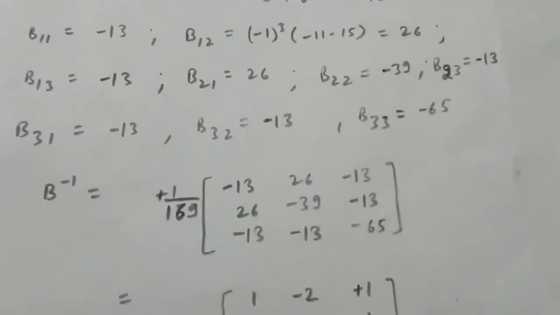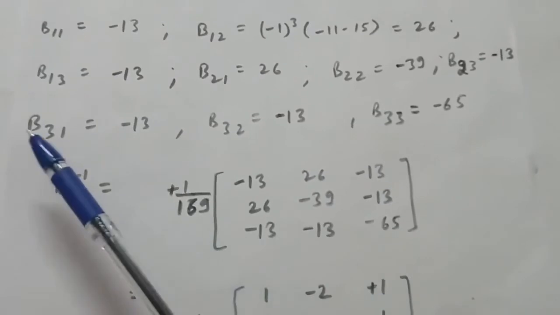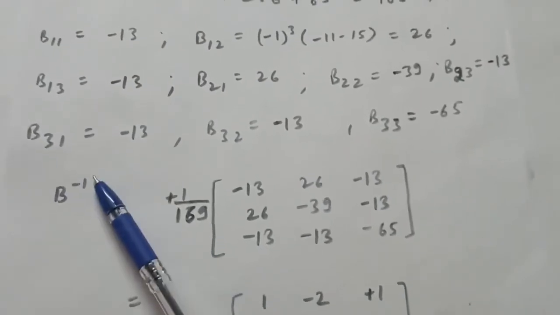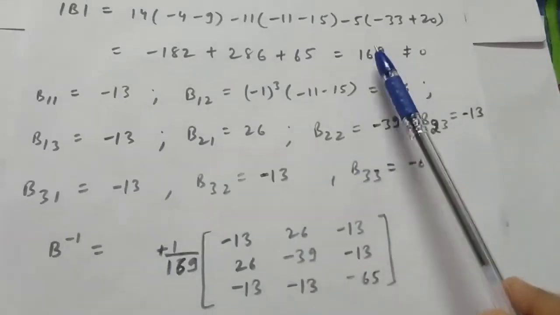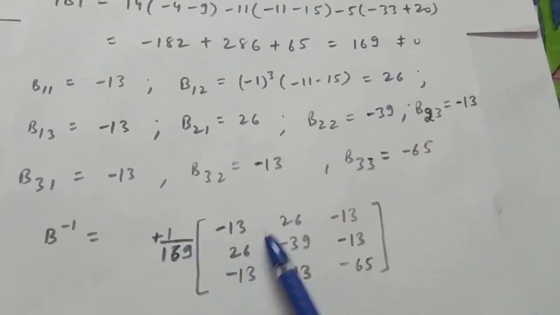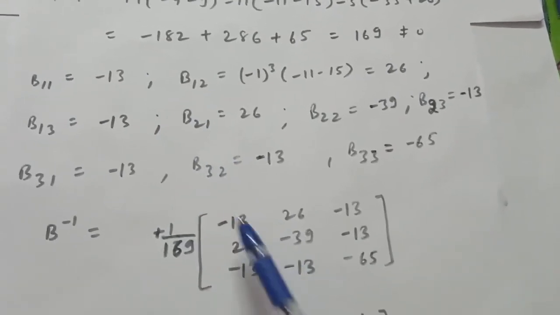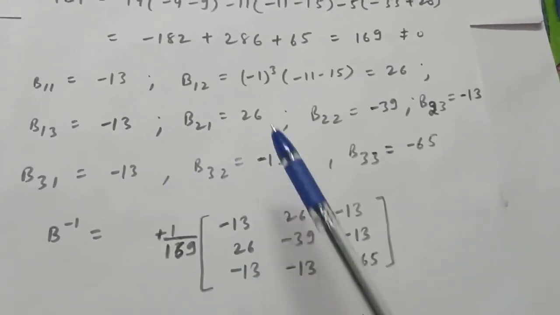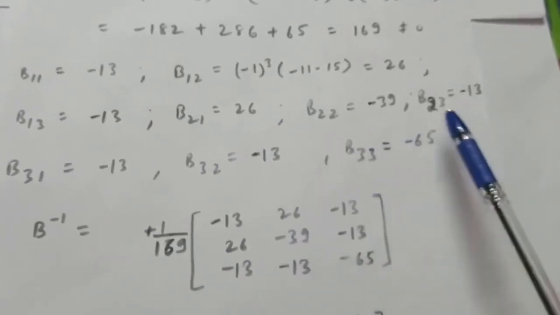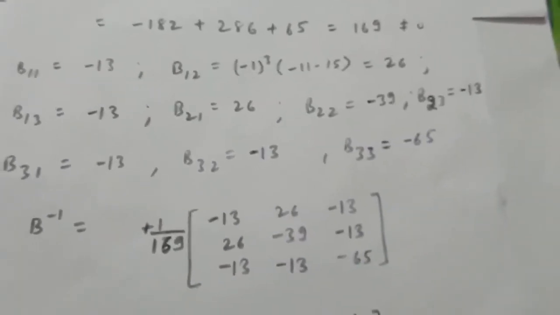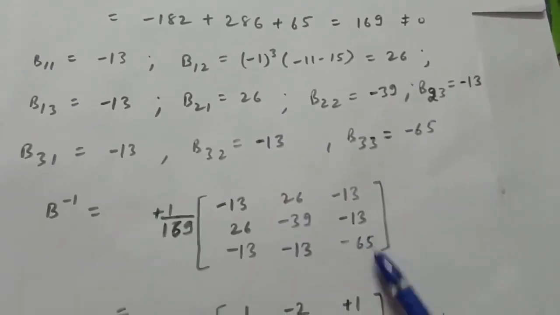These are the cofactors of the adjoint of A matrix, that is of matrix B. So B inverse will be 1 upon determinant of B which is 169 into adjoint of B. Adjoint of B will be now minus 13, 26, minus 13, 26, minus 39, minus 13, minus 13, minus 13, minus 65, right?